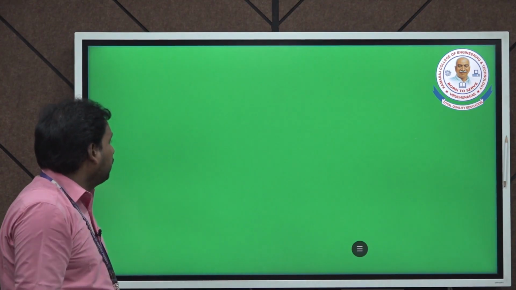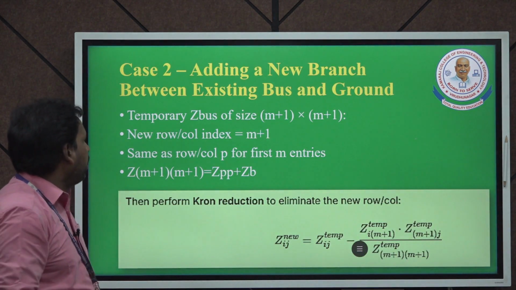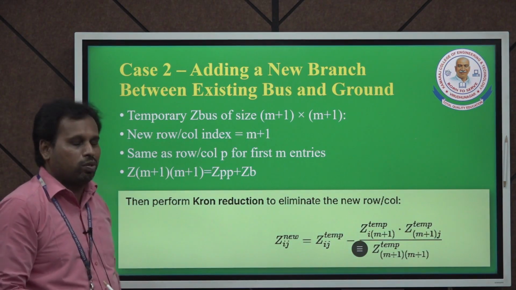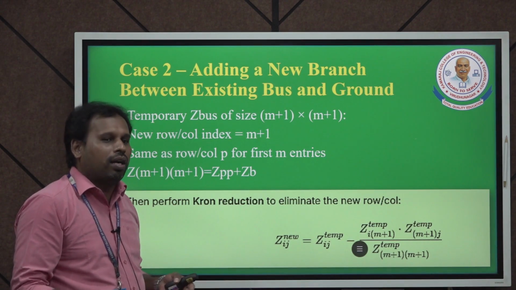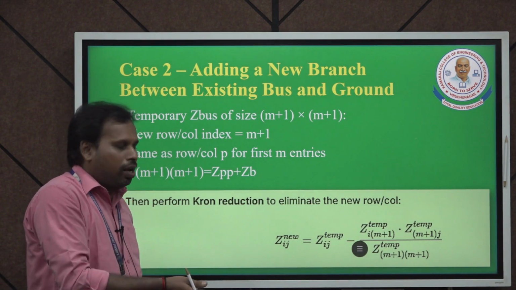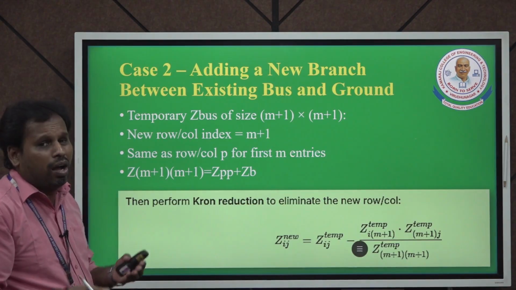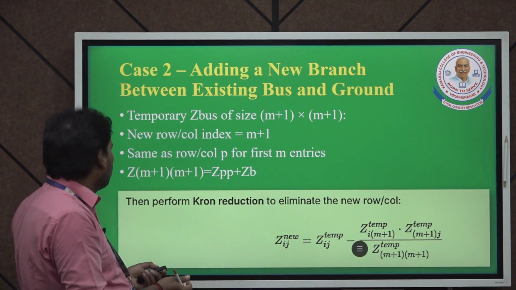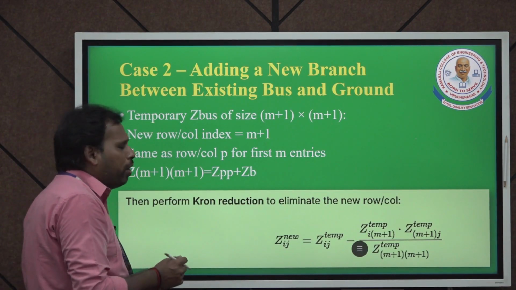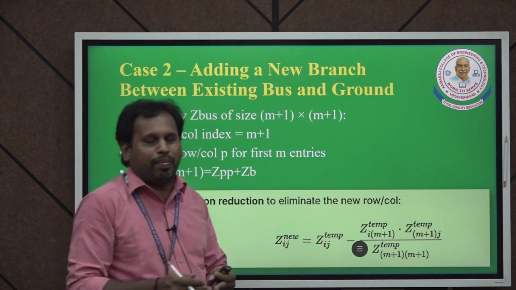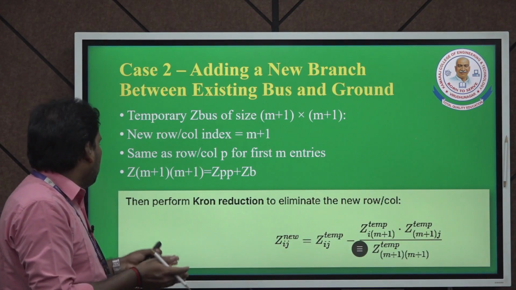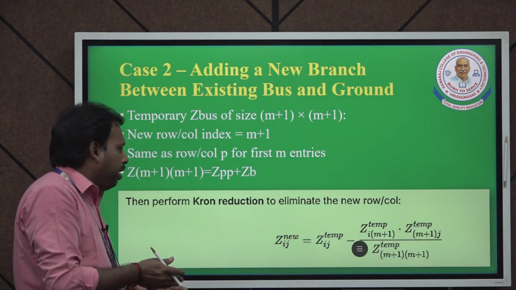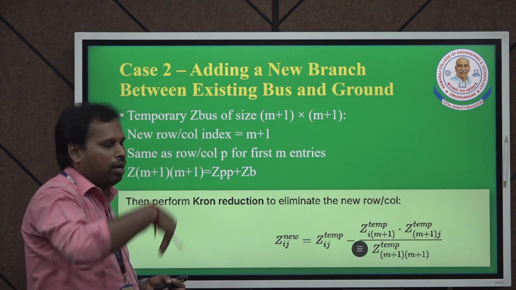After that, in case 2, adding a new branch between existing buses. Both buses are existing buses, either ground or bus, our original buses may be there. We are going to temporarily increase the dimension of the buses. After that we are going to eliminate the new row and column using the Kron reduction technique.